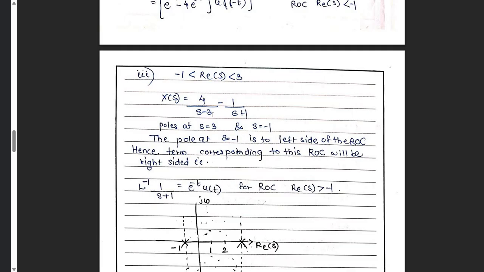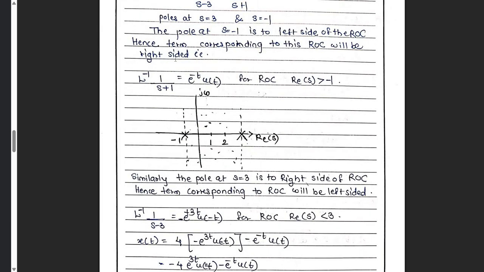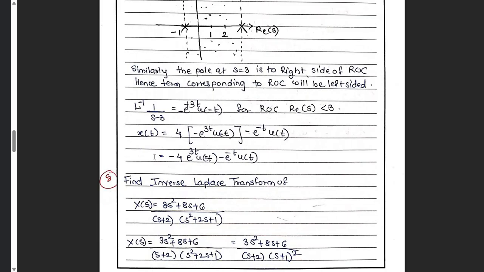So therefore, our poles are at s is equal to 3 and s is equal to minus 1. So s is equal to minus 1 is to the left side of ROC, and hence the term corresponding to this ROC will be right sided. So that is region of convergence greater than minus 1, and this total will be, the poles are one here and another one here, and accordingly we have shown the region of convergence. Similarly, the pole at s is equal to 3 is to the right side of ROC, hence the term corresponding to ROC will be left sided. So this is the region where our actual convergence is going to be taken into care. So this way you can have the expression and you can find out.